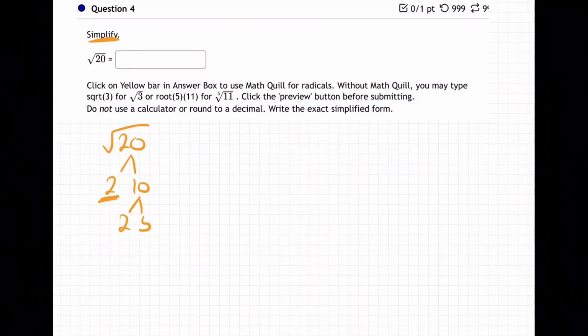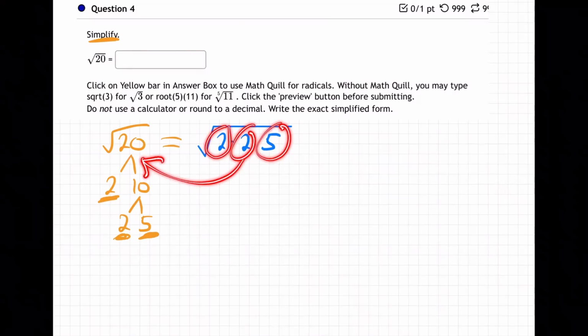But the 10 is 2 times 5. And those are both done. Those cannot break down any further. Those are called prime numbers. I'm not going to test you on that. But those are numbers that cannot break down anymore. So that means now that I have broken down this 20 to be 2 times 2 times 5. That's the guts of a 20. 2 times 2 is 4, times 5 is 20. That makes sense? We've broken down the 20.